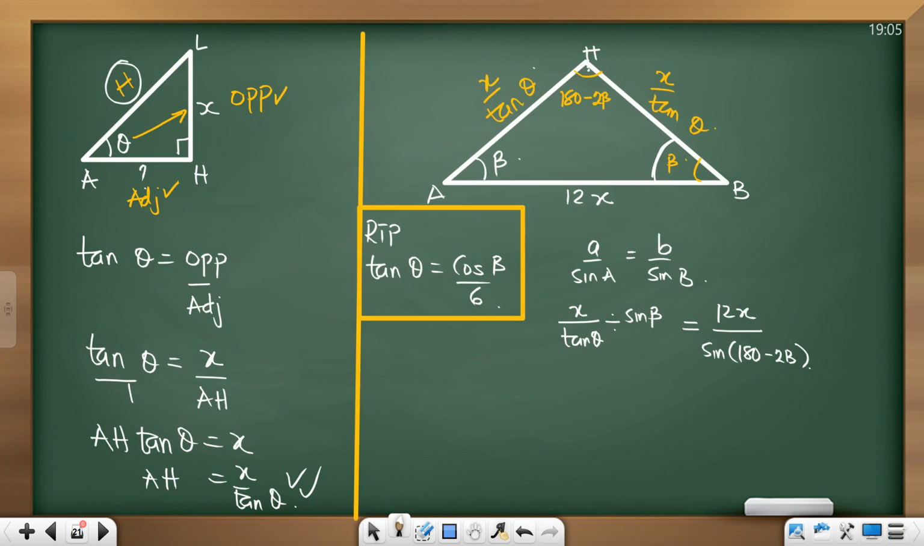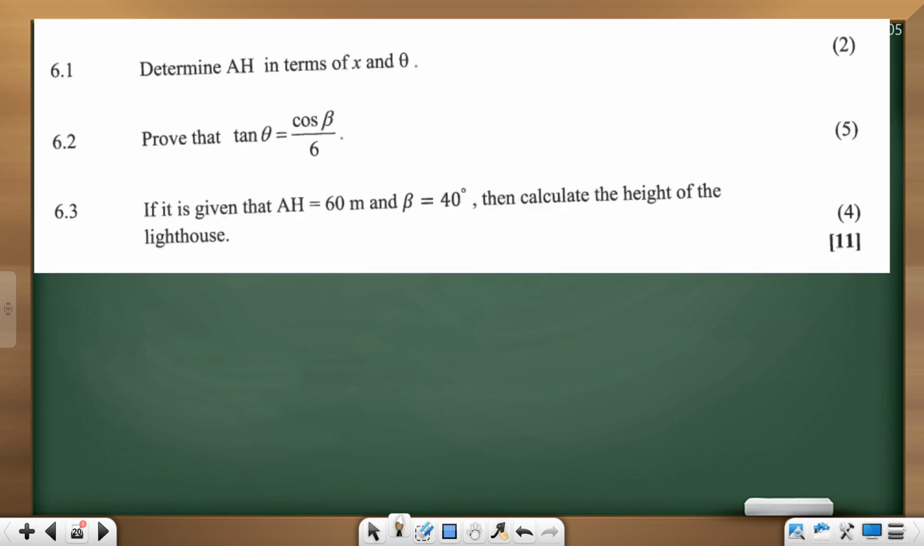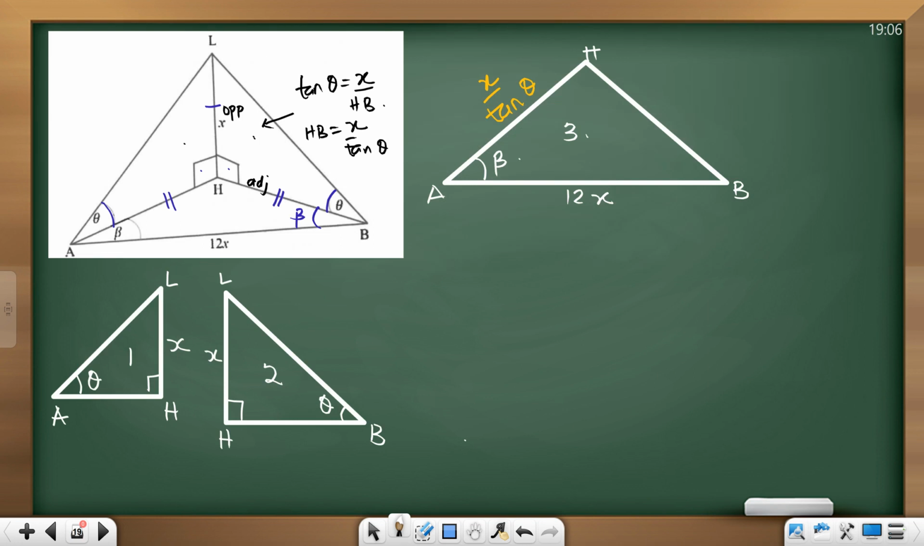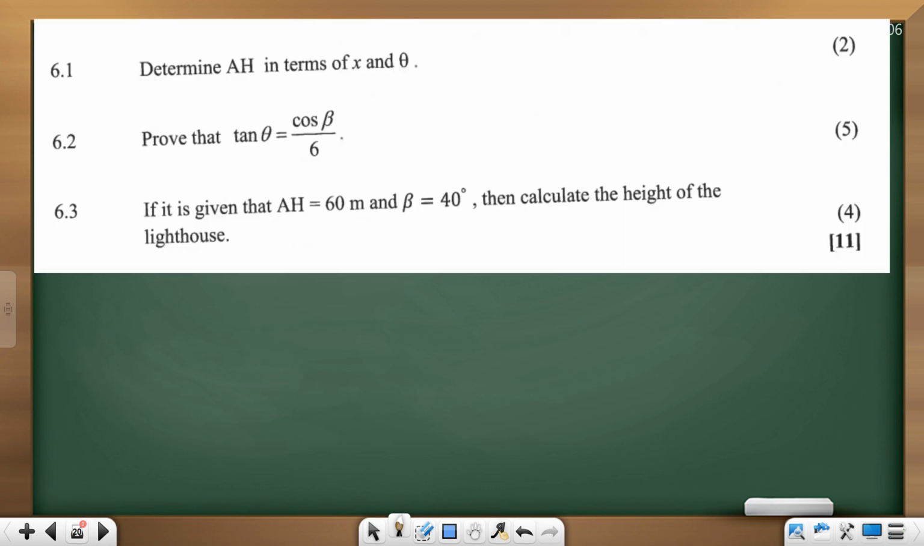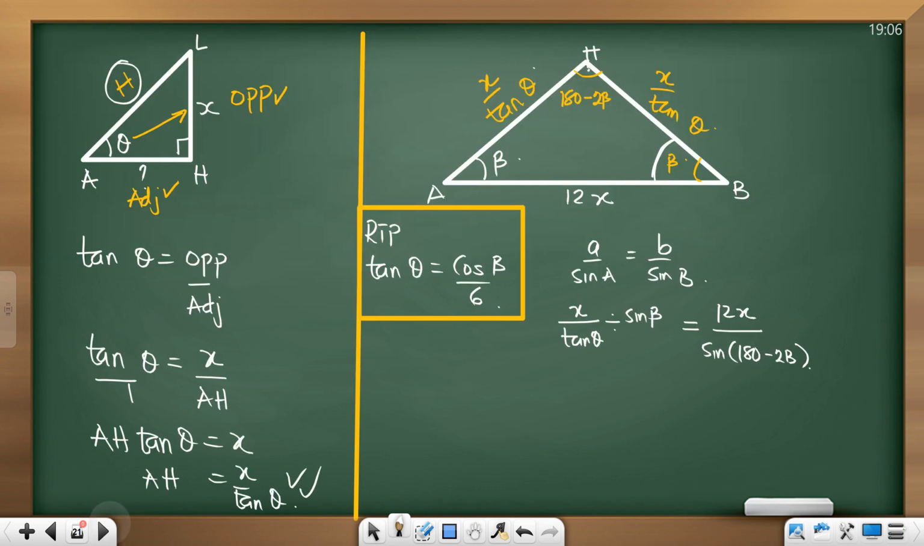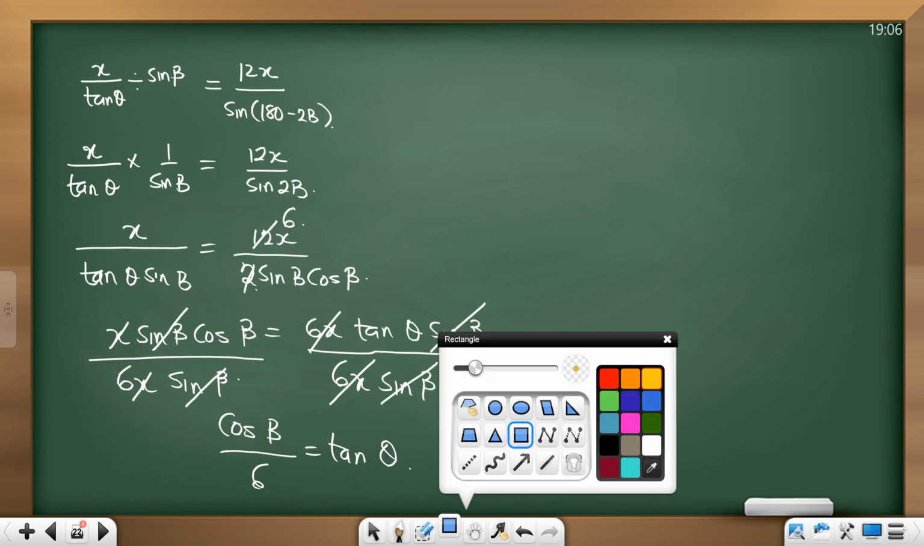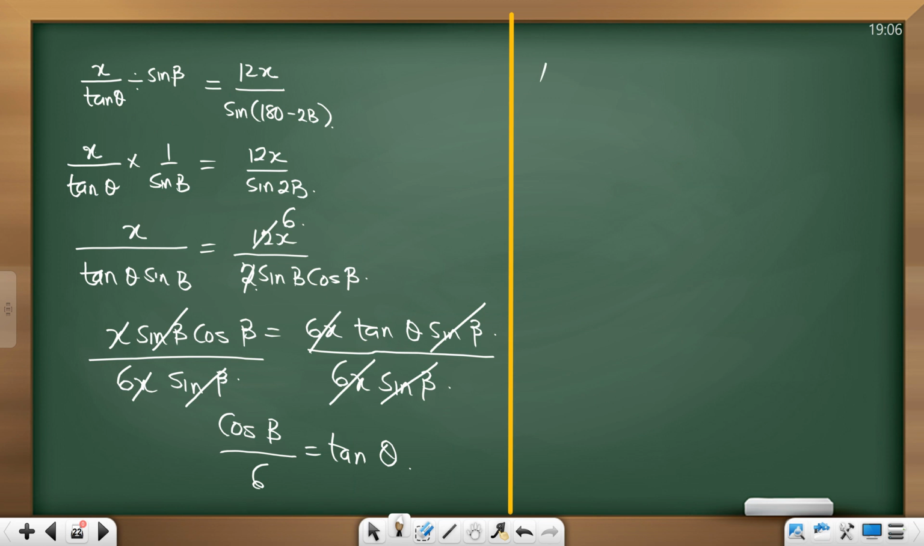Let's look at the last one quickly. I hope it's making sense. Last one, I'm not even going to waste my time. It is given that AH is 60, beta is 40. Calculate the height of the lighthouse. The height is X. Really? This one. Given that AH is 60 meters, and beta is 40. Find X.